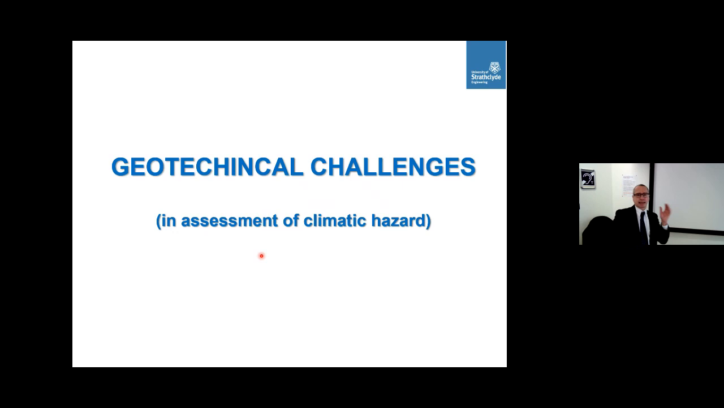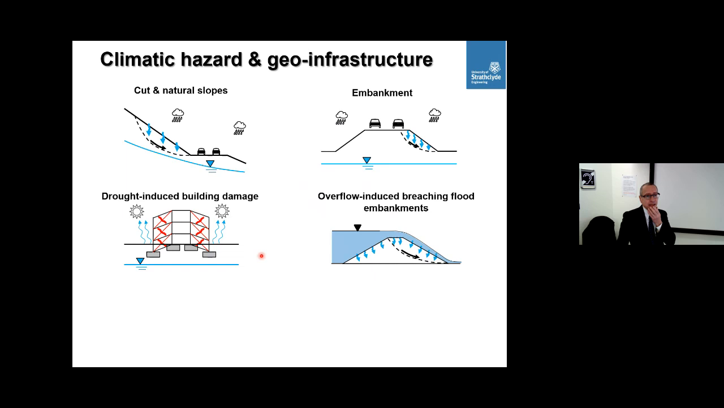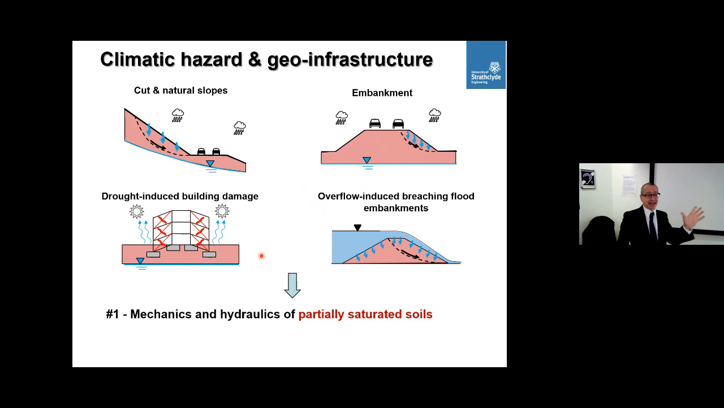The first issue is where we are about assessing the hazard at different scales. When we are dealing with assessing the climate change hazard, we have two things that we need to look at. First, the soil that we are dealing with that is interacting with the climate, either water in because of rainfall or flood, or water out because of evaporation or transpiration. This is affecting the surface portion of the soil that is unsaturated. So talking about climatic hazard means that we need to deal with unsaturated soil mechanics and soil hydraulics.